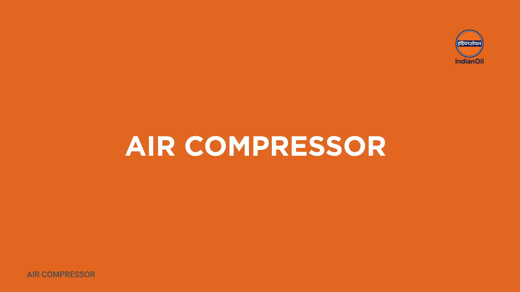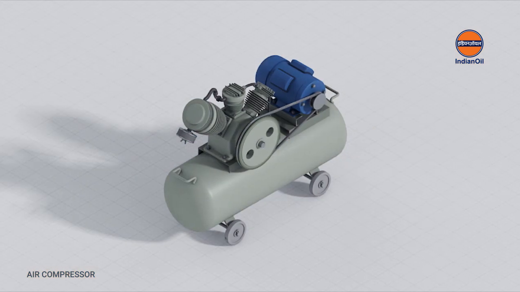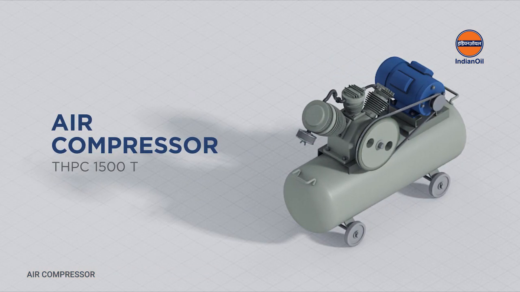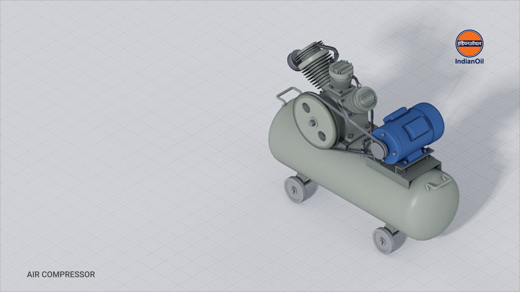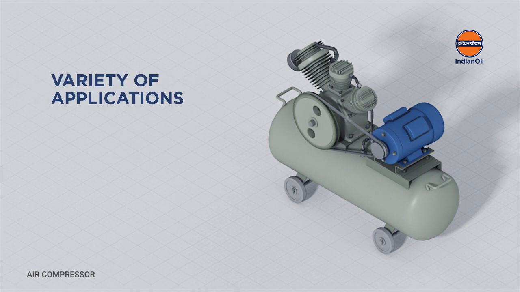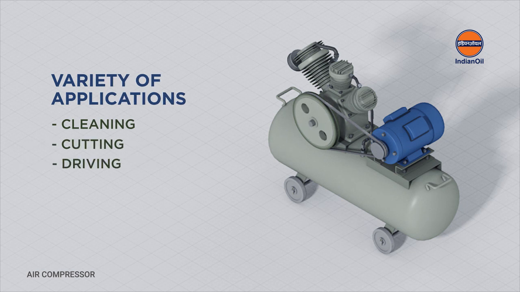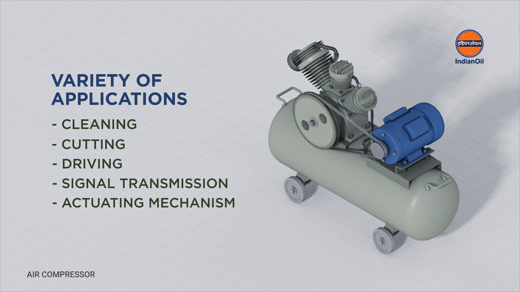How does an air compressor work? An air compressor is a pneumatic device that converts power into potential energy stored in pressurized air. The energy contained in the compressed air can be used for a variety of applications such as cleaning, cutting, driving, signal transmission, actuating mechanism, etc.